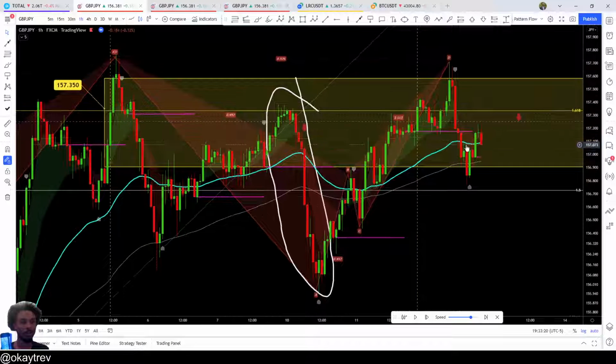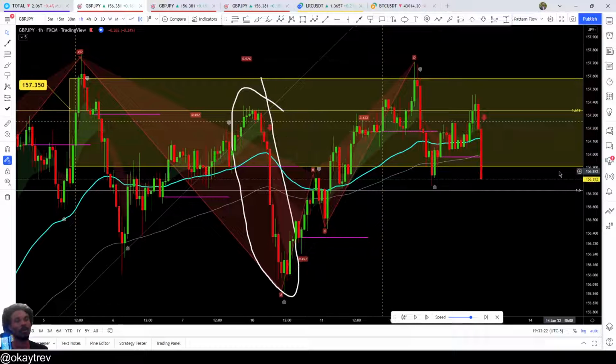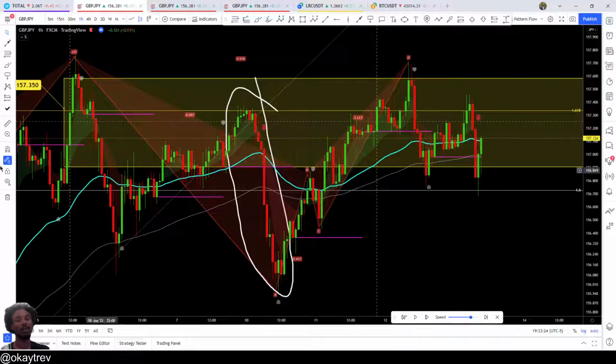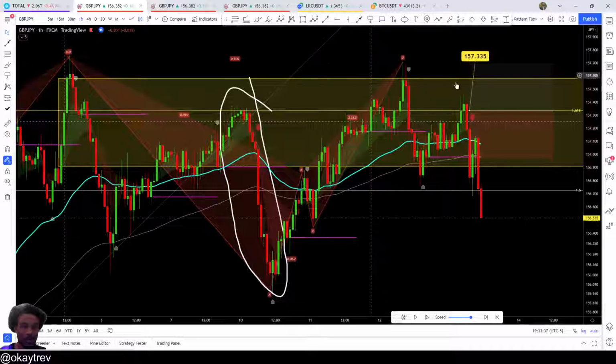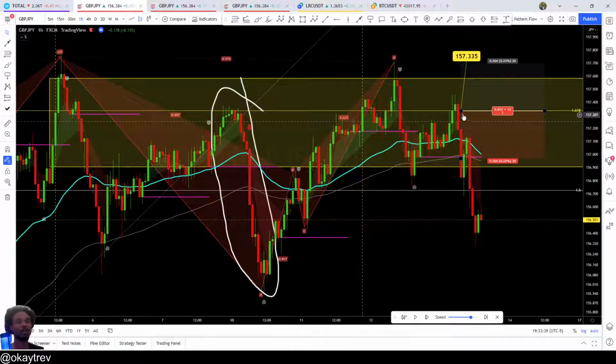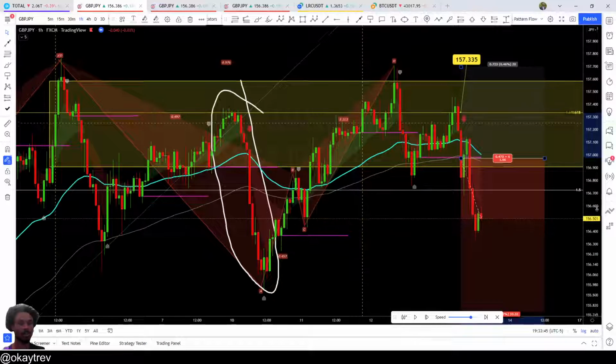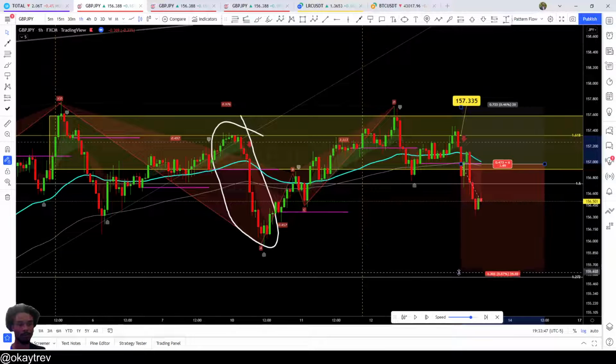Same thing we're always waiting for: the break of that structure, where I identified it with our arrow. Trying to get as close to the harmonic level as possible, as close to 1618, as close to 157 as possible. So I'm going to set a limit order. No limit order was filled, so I probably had to just run with the market execution. No worries. Market execution. Target level.